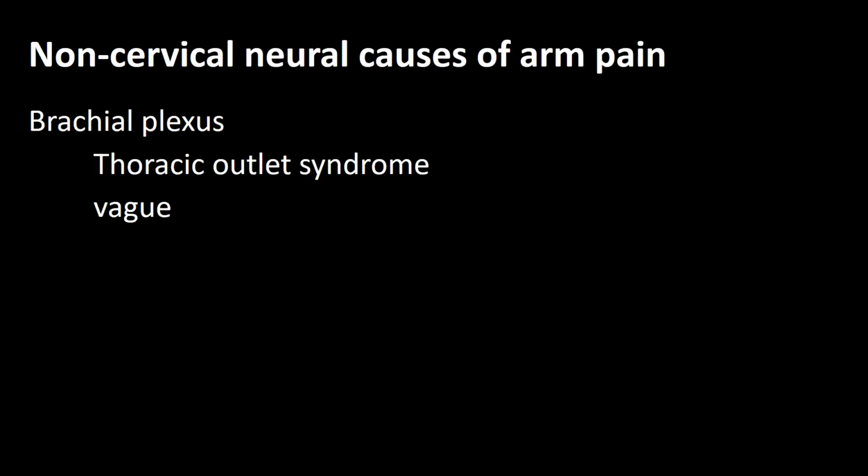Arm pain may be due to brachial plexus pathology. In patients who do not have a clear single nerve root involved, this should be considered. It may be due to thoracic outlet syndrome, which is a rather vague pathology, the brachial plexus coming over the first rib, or may be affected by an additional cervical rib between the scalenus muscles.